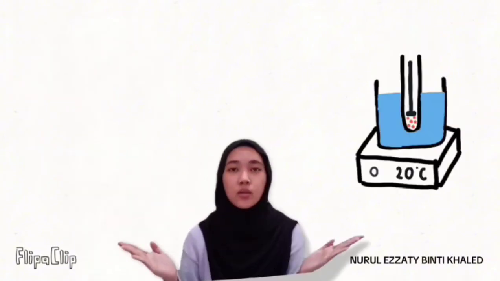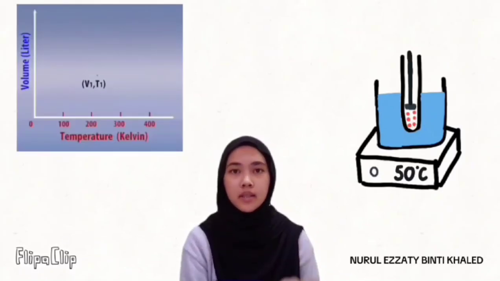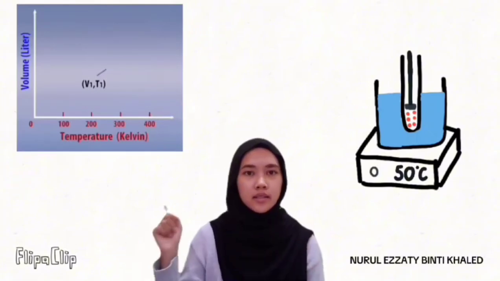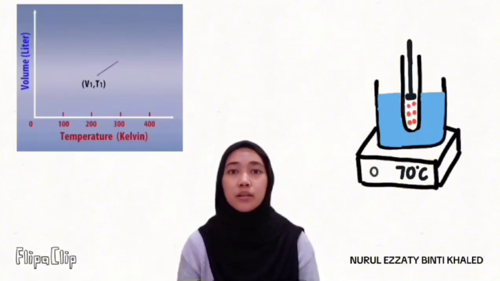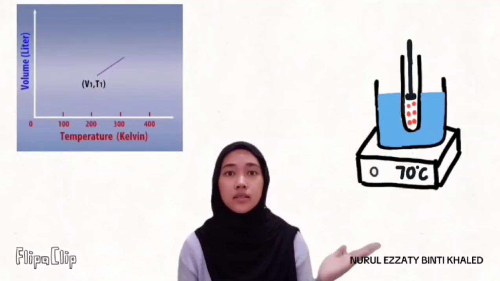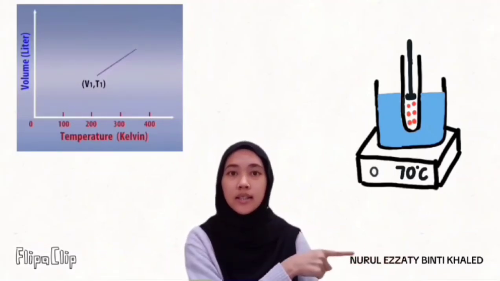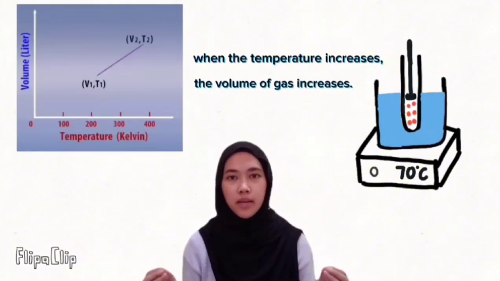Let's visualize with a lab setup. Imagine we have a gas trapped in a cylinder with a movable piston. When we heat the gas, the temperature increases. You can see it in the graph here. As the gas particles gain energy, they move faster and collide with the piston more frequently, pushing it upwards. This causes the volume of the gas to expand.